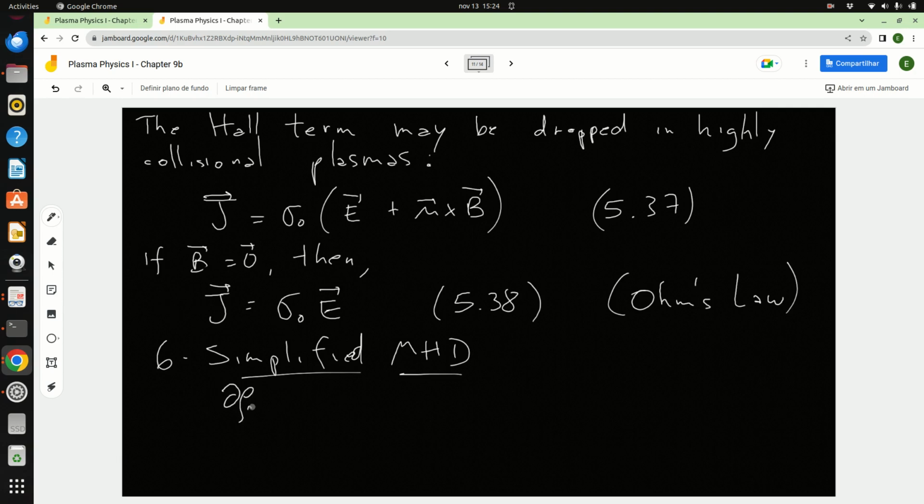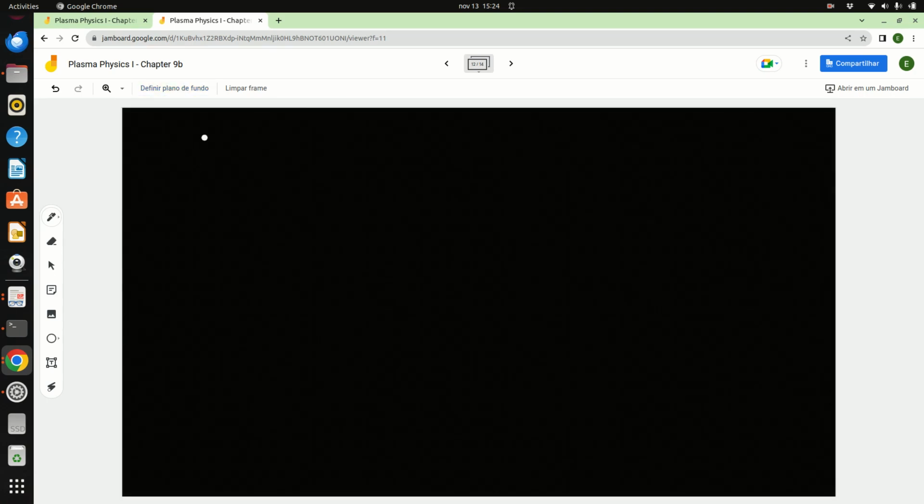We have the mass density, given by this. In terms of velocity, for velocity we use this form of the momentum equation, or equation of motion, just with J cross B. And the scalar pressure, there is no heat flux, there is no gravity here. Gravity is not being considered.